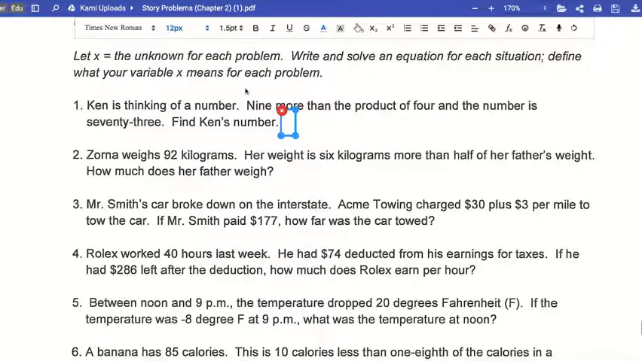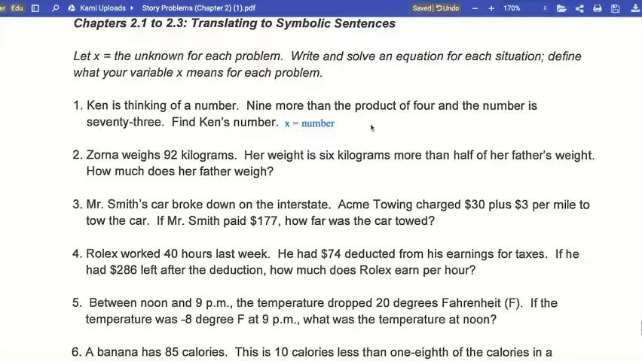Here, number 1 says Ken is thinking of a number. 9 more than the product of 4 and the number is 73. Find Ken's number. So here I'm going to say that x is our unknown variable, and it's asking us to find the number. And I'm going to say x equals number.